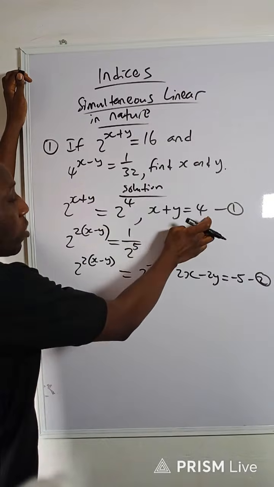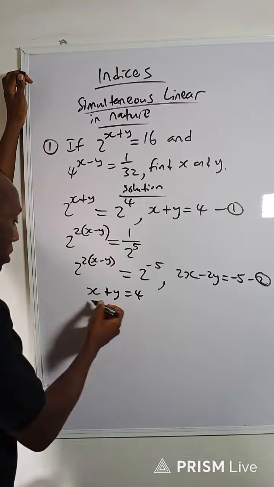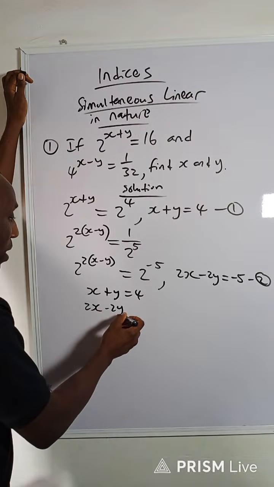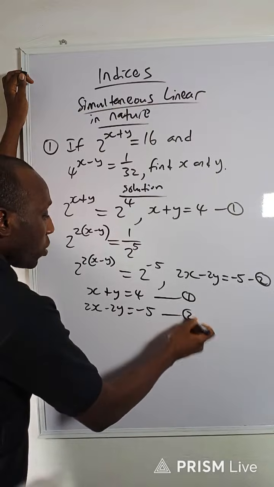So this is x plus y is equal to 4. Let me just write it as x plus y is equal to 4. And then what's this? 2x minus 2y is equal to negative 5. Again, equation 1 and equation 2.